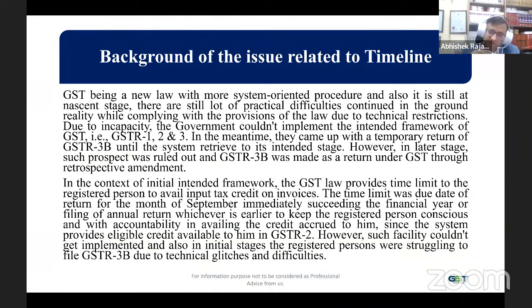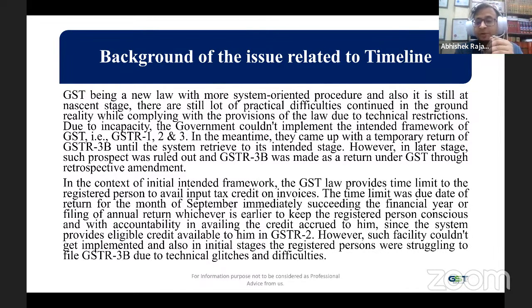So the background is that GST law provided initially the correct mechanism to claim credit and share your output tax liability. We were required to file GSTR 1, 2, and 3. You were required to file 1 and 2, and 3 was to be auto-populated. But due to certain issues, we kept on filing only GSTR 1. And 3B came as a stopgap arrangement.